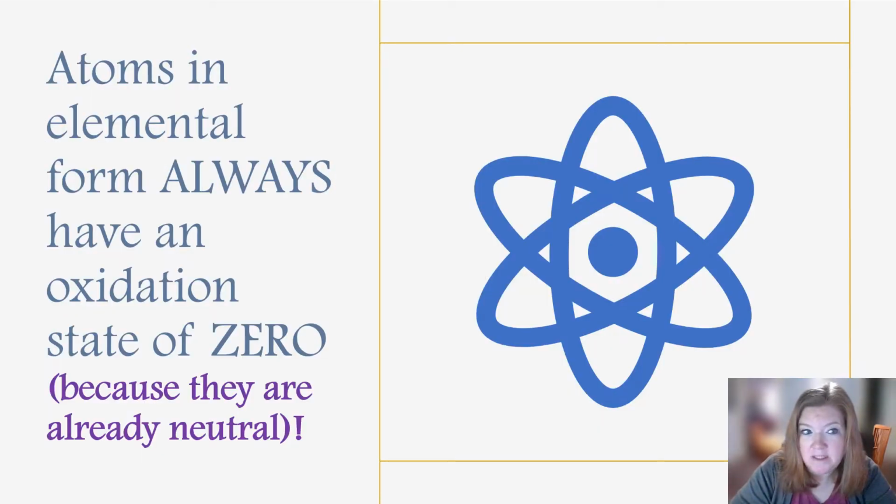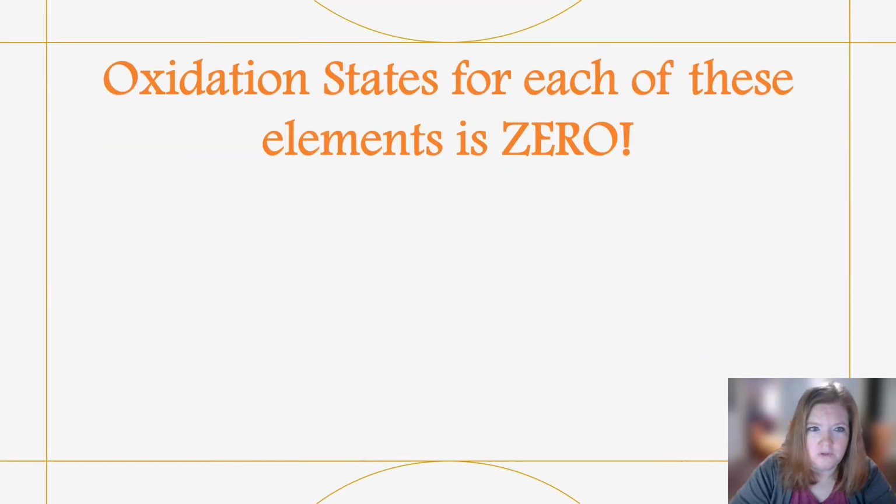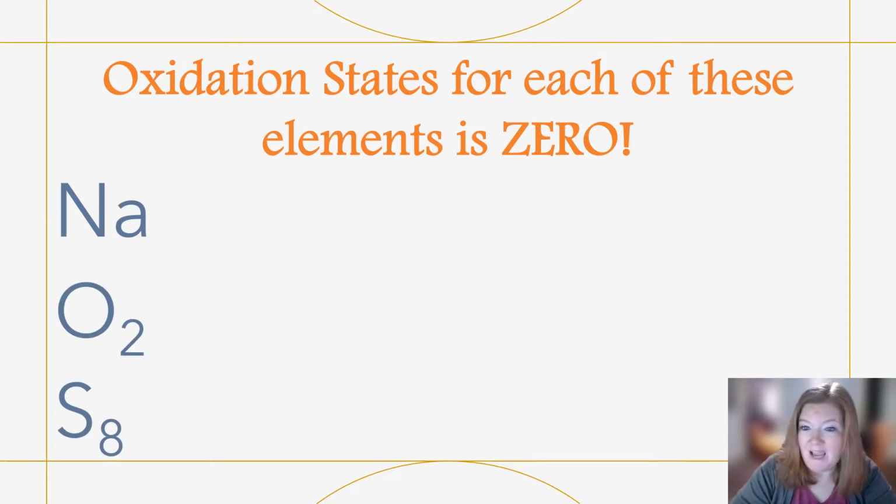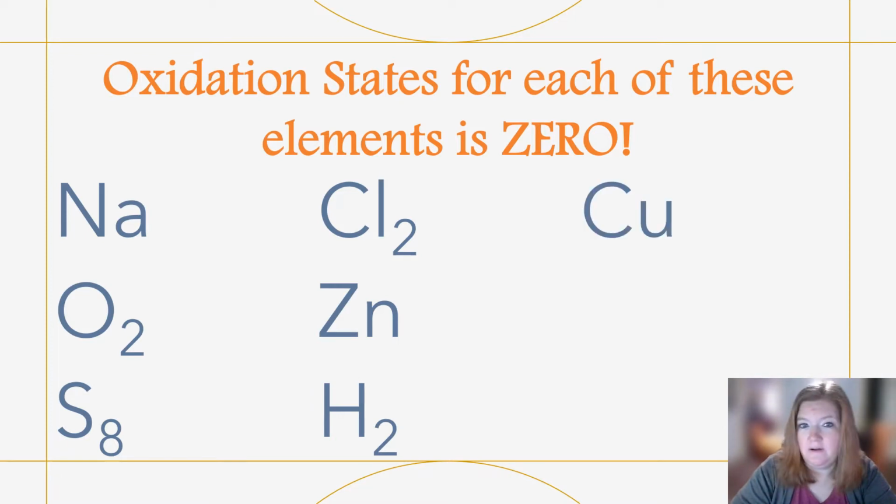Atoms in an elemental form, so atoms that are just elements, always have an oxidation state of 0 because they're already neutral. I don't need to add or gain any electrons to make them neutral. So the oxidation state for each of these elements is 0: for Na, sodium; O2, oxygen; S8, sulfur; Cl2, chlorine; Zn, zinc; H2, hydrogen; Cu, copper; U, uranium. The oxidation state for all of those, and any other element you find on the periodic table, is 0.